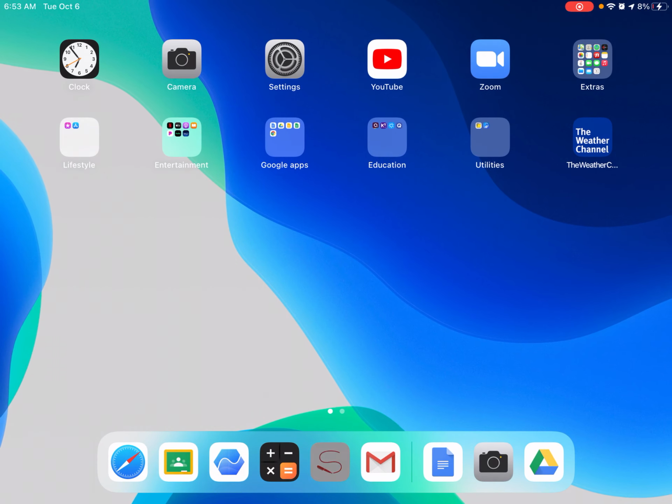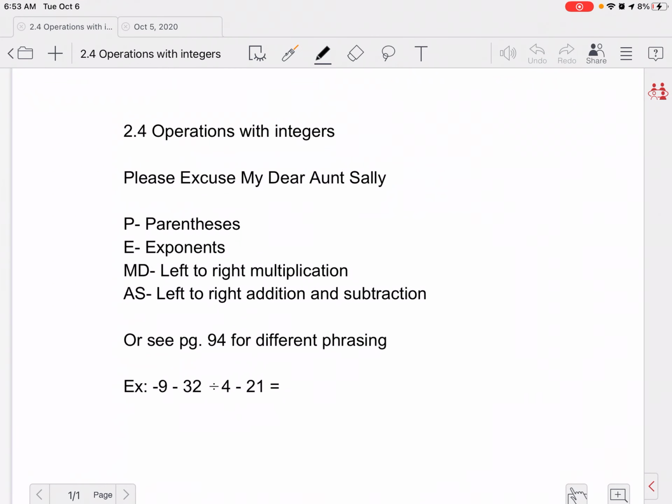Today we are going to hop into operations on integers, so using all of our properties we've learned so far and following PEMDAS. So hopefully you remember PEMDAS from before, but we're going to talk through it. So PEMDAS, or please excuse my dear Aunt Sally, is a way to remember the order we do math in.